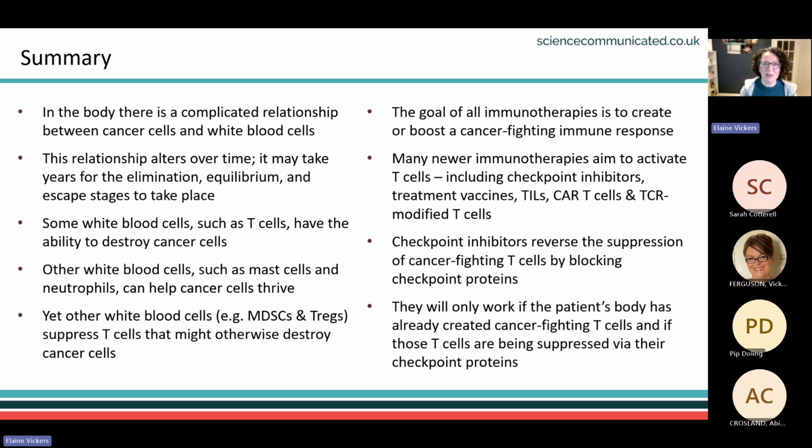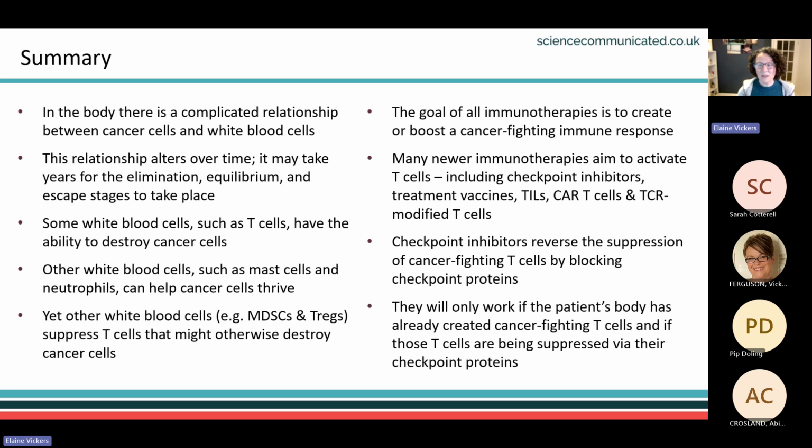The immune checkpoint inhibitors, they have one specific mechanism of action. They prevent the suppression of T cells by preventing the triggering of inhibitory checkpoint proteins on their surface. But as I said, they will only work if the patient's immune system has already realized they have cancer and has already created cancer-fighting T cells for you to boost. If those T cells don't exist, then a checkpoint inhibitor is not going to work.